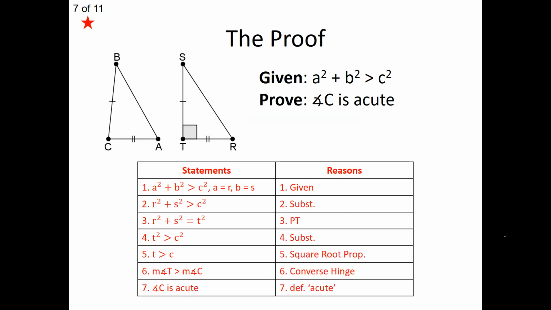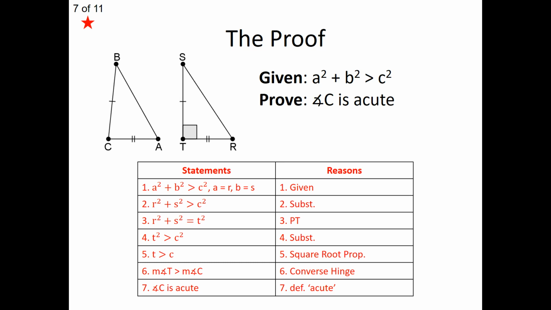So here is our proof of inequality A. Now, our diagram is the same. We still have triangle ABC. We have triangle RST, this constructed triangle, such that angle T is right, and we have two sides of one triangle equal to two sides of the other. We're going to actually take advantage of those equal sides in just a moment.